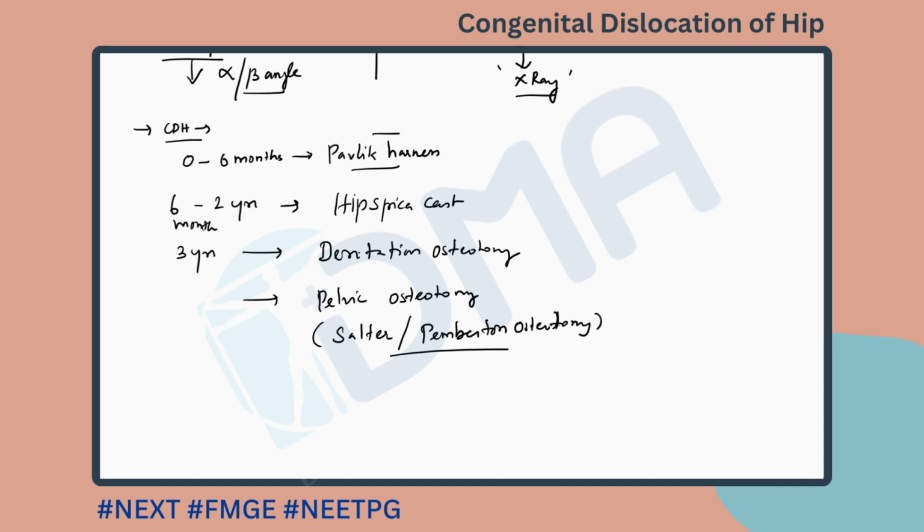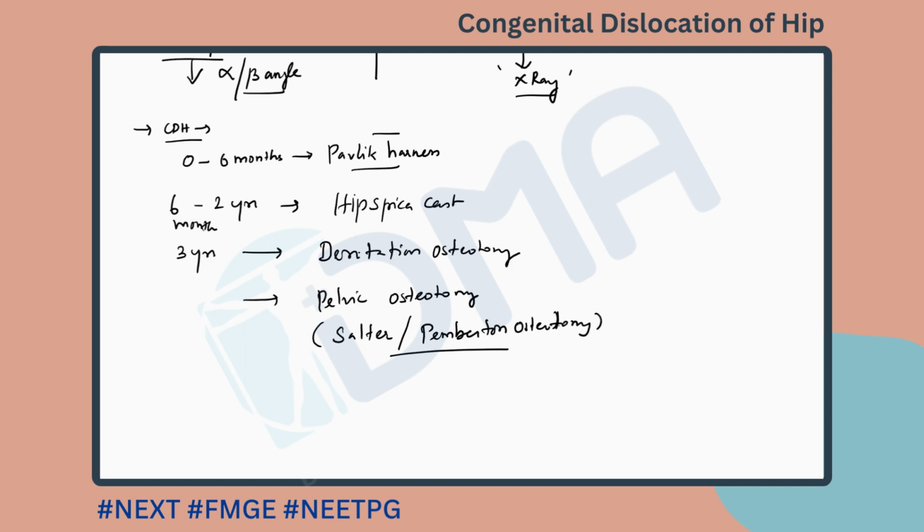In Barlow's test, does anyone know Hindi? No, no one knows Hindi. Barlow's test is about pushing the hip out, so you dislocate the hip. So Barlow's test is dislocation of the hip. You reduce the hip, and then the test is called the Ortolani test.